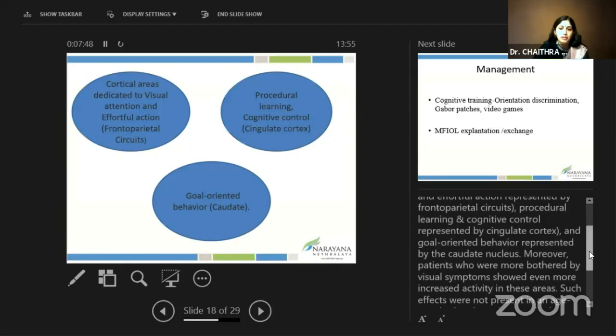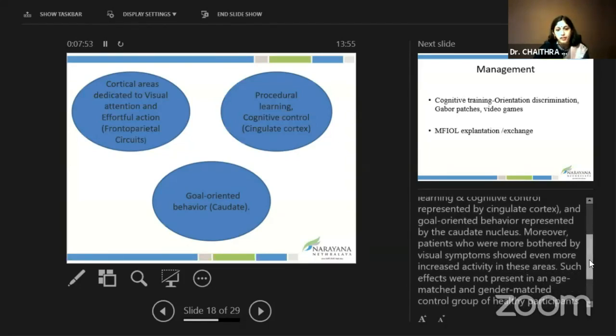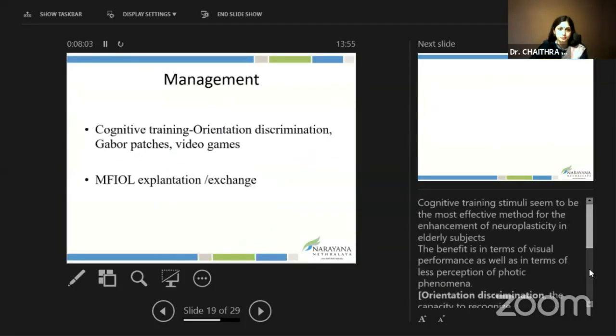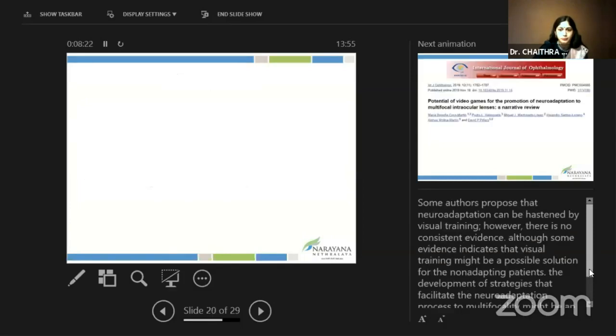And patients who are bothered by visual symptoms showed even more increased activity in these areas. And such effects were not present in the age and gender-matched control group of healthy participants. Hence, they represent the initial phase of neuroadaptation. Moving on to the management of these patients, cognitive training stimuli seem to be the most effective method for the enhancement of neuroplasticity in elderly subjects. The benefit is in terms of visual performance as well as in terms of less perception of photic phenomena.